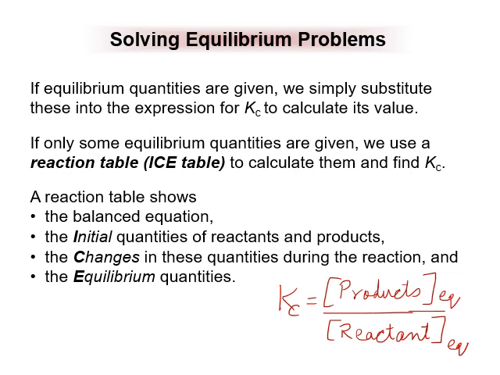However, if the question does not give you the concentrations at equilibrium, we will have to use something called a reaction table, or an ICE table. Here I stands for the initial concentration of the reactant and product, C stands for any change that occurred, and E stands for the equilibrium concentration. So these equilibrium concentrations are the ones that go into Kc. We'll look into how to actually solve. Okay, so let's look at a couple of questions.